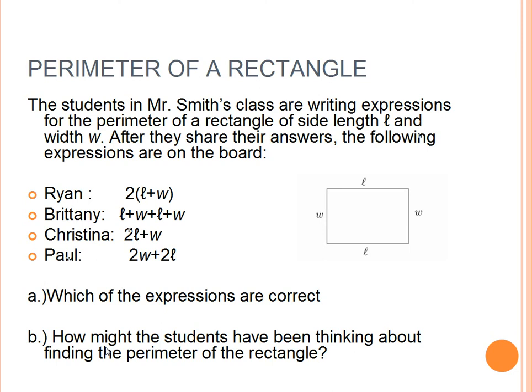You're to answer 2 questions. A, which of the expressions are correct? And B, how might the students have been thinking about finding the perimeter of a rectangle? So that's going to require you to do some writing. Go ahead and try and solve that now.